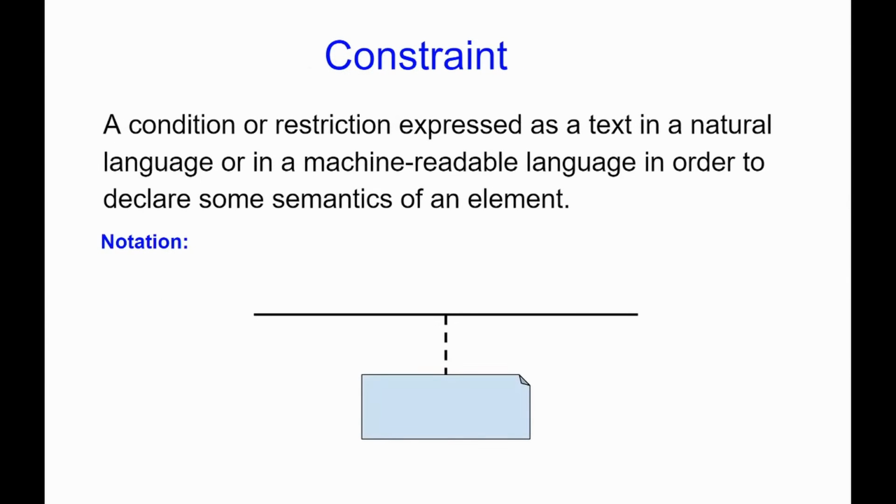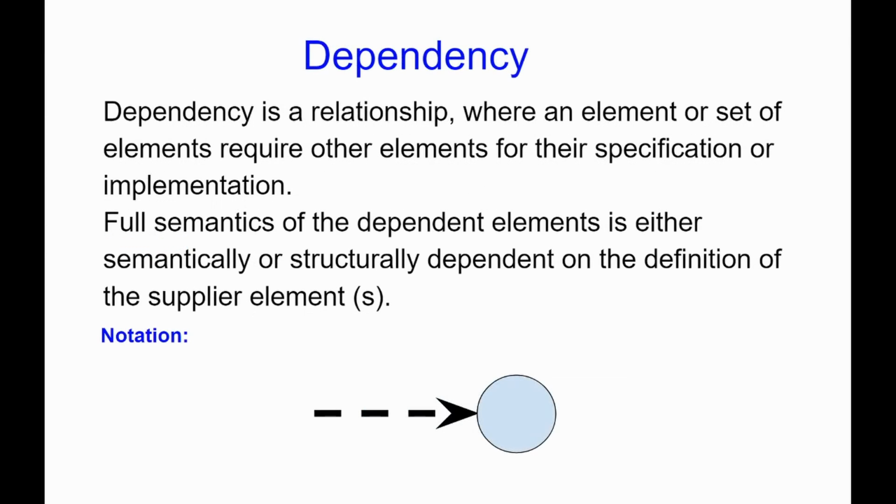Constraint. A condition or restriction expressed as text in a natural language or in a machine-readable language in order to declare some of the semantics of an element. Dependency. Dependency is a relationship where an element or set of elements require other elements for their specification or implementation. This means that the full semantics of the dependent elements are either semantically or structurally dependent on the definition of the supplier element or elements.